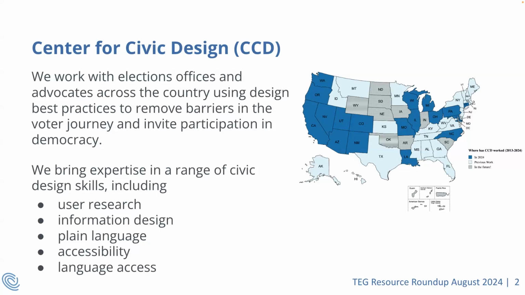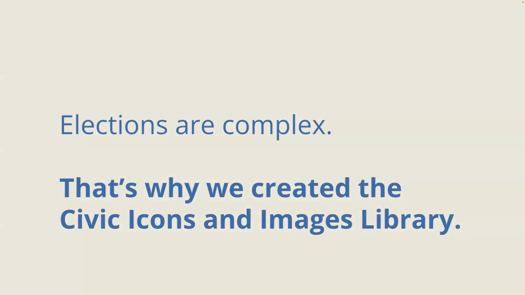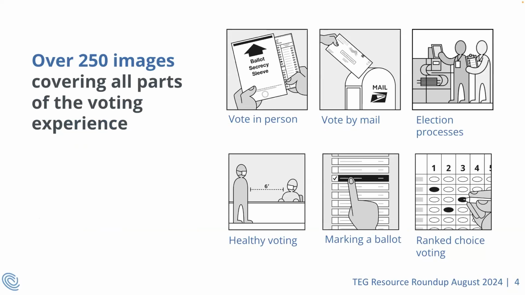There's a lot of overlap between these civic design skills. Personally, I specialize in information design and making complicated things easier to access, understand, and experience by design. Elections are complex. That's why we've created the Library of Civic Icons and Images that you can use in your election materials, including your election website, voter guides, and posters. Also included in the library alongside the images are guidelines to help you adapt and use imagery effectively. The library is organized into various collections and includes over 250 images. Each includes multiple formats, including JPEGs, PNGs, SVGs, and Illustrator files.